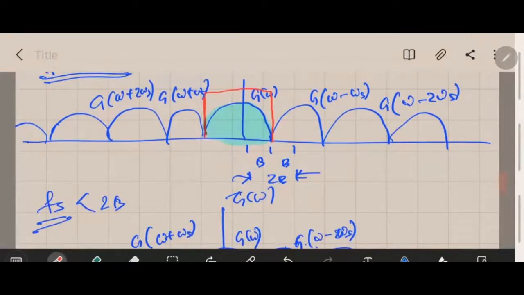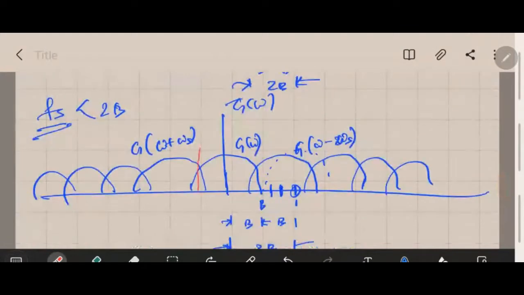If your fs is less than 2B, even if you use an ideal low pass filter, you will never be able to recover your original signal. Okay, because the spectra have overlapped into each other, and even if you try to filter it, you cannot. You will see that this interference has crept in, and there is no way you could do away with the interference.